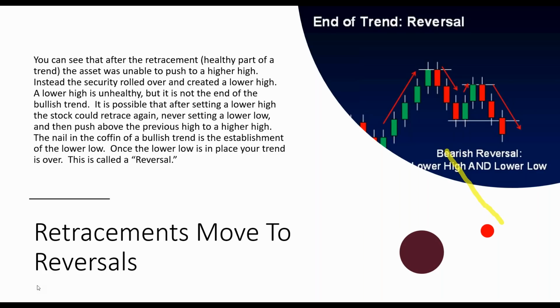So you can see that after a retracement, the asset was unable to push to higher highs. Instead, the security rolled over and created lower lows. Well, that's telling you you have a problem. So the security pushed up, wasn't able to make the higher high, came down, formed a lower low, but came back up, and it wasn't able to form a higher high. Even though we had a retracement, what it's telling us is that the momentum it recovered wasn't enough. It wasn't able to get back above where it was. It came back up, but it didn't form a higher high. So now you know you have a reversal in the making.